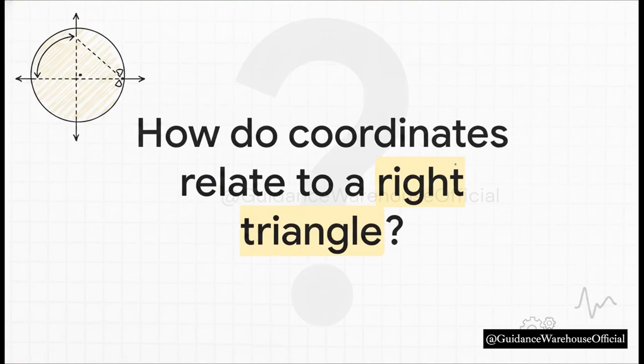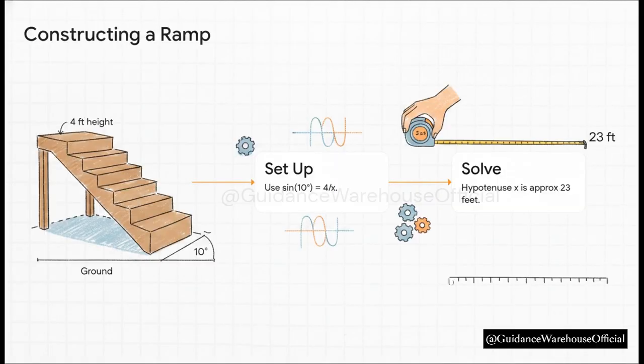How do these abstract circle coordinates actually relate to a standard right triangle in the physical world? Well, if you drop a straight vertical line down from that point on the circle to the x-axis, you've just drawn a right triangle. The x-coordinate becomes your adjacent side, the y-coordinate is your opposite side, and the circle's radius, that's your hypotenuse. Let's make this even easier with a real-life analogy.